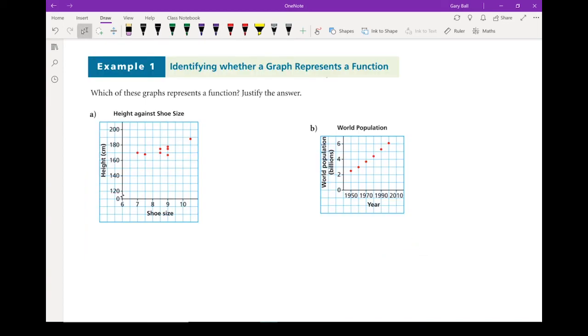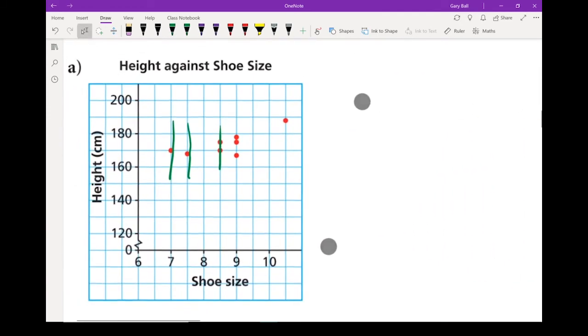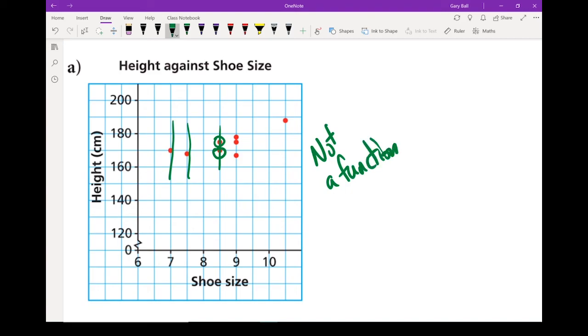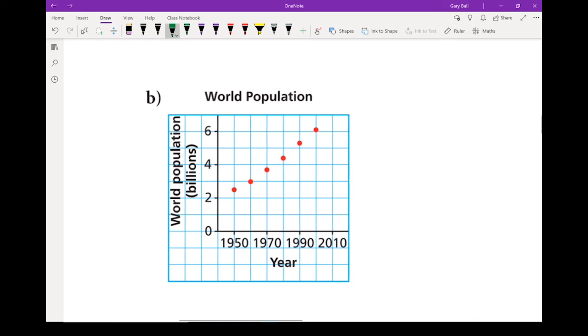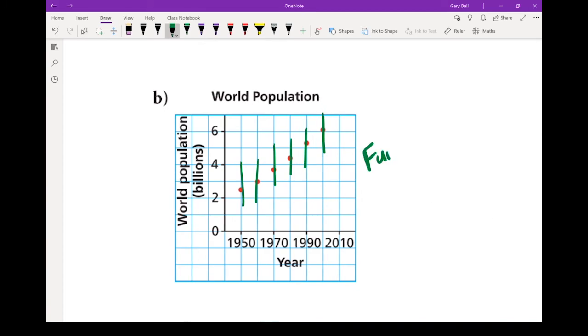So here, identifying whether a graph represents a function, just do the vertical line test. That one passes. That one passes. Does not pass right there because we've got two spots where it hits. This one is not a function. I check this one over here. If I do that vertical line test again, pass, pass, it passes, it passes, it passes, it passes. None of those lines will cross my graph more than once. So this one is a function. It passes the vertical line test.